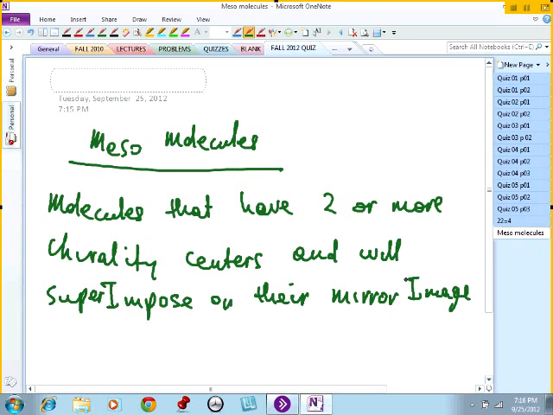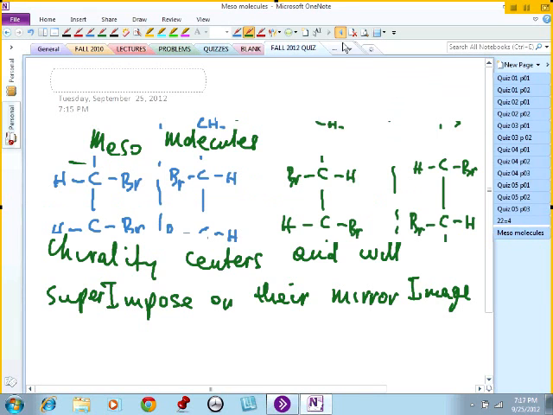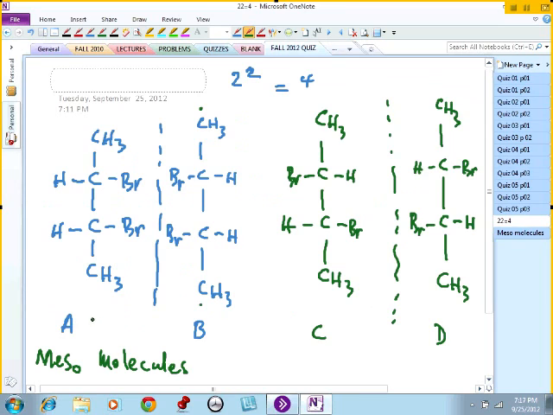So the molecule must have at least two chirality centers. It then must superimpose on its mirror image. Those are the requirements for a meso molecule. So in that case, we go back to here. Molecule A and B are meso molecules. So this is a meso. That is the relationship between them. So in essence, what are we saying? Meso molecules are essentially the same molecule.